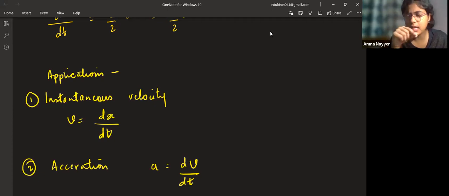But see, the difference that comes in class 11th is that in class 9th, you will just have been given a particular distance. You will have a particular time, and you will be asked to calculate the velocity. In class 11th, you will not be just given a particular time or a particular distance.